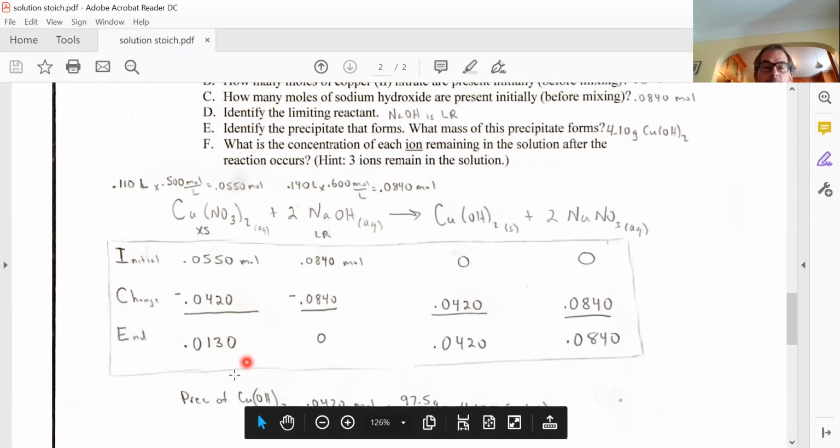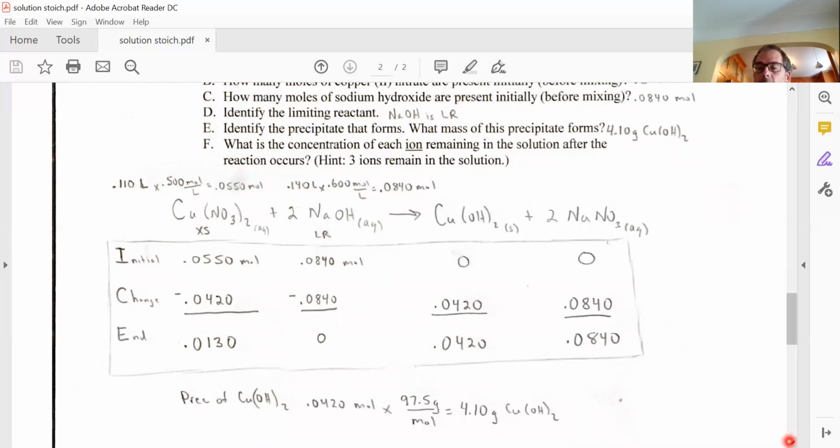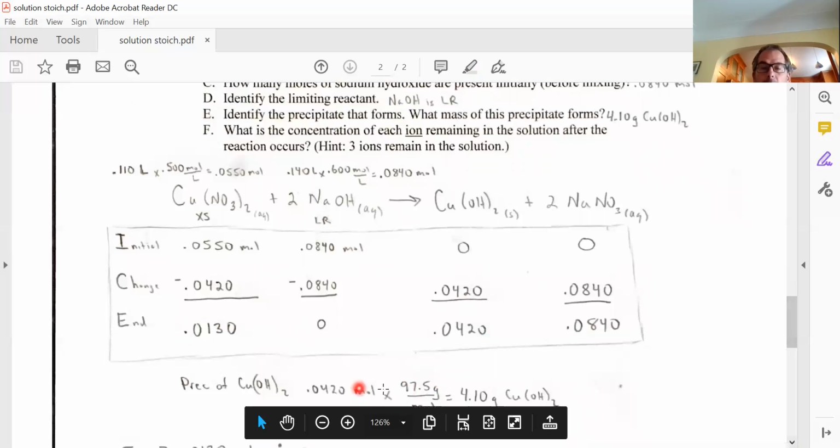We're going to try to find the mass of the precipitate, Cu(OH)2. Well, I know the moles here, so I just have to multiply by the molar mass, and I get 4.10 grams. I'm conscious to keep my 3 sig figs on everything, because that's what we're doing here.